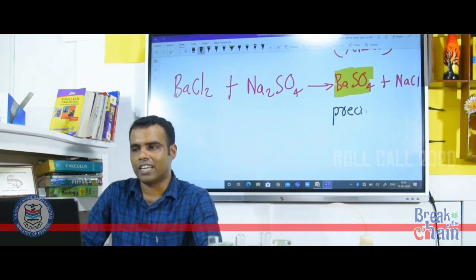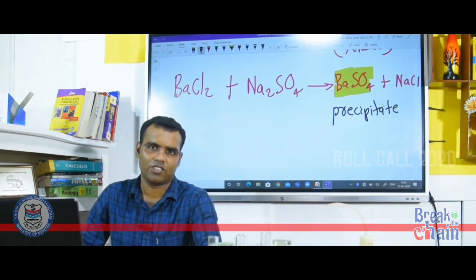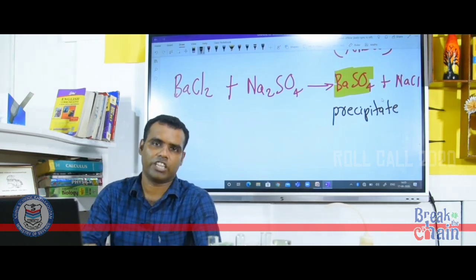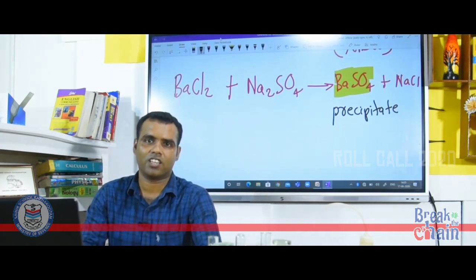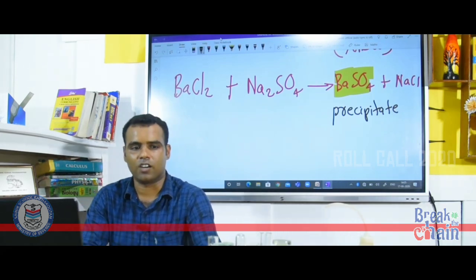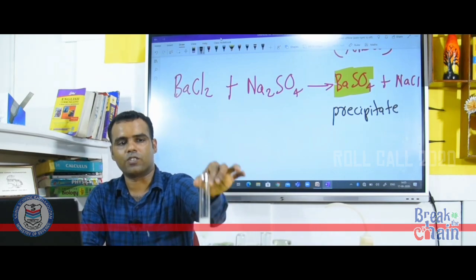Precipitate means it is insoluble in the water. So that is insoluble. That is the reason why you are getting a white precipitate. I have mentioned one thing: if you keep it for settling, you could observe the solid settled down. Now I will show you that.